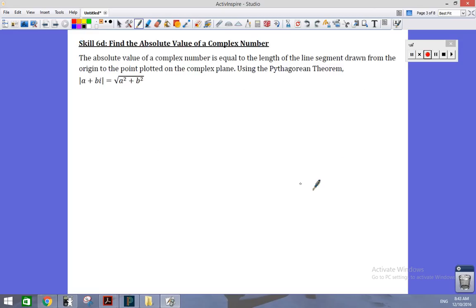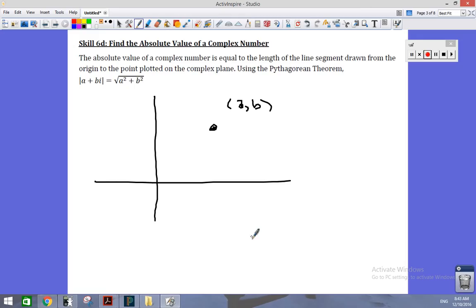So we're going to do the same idea, determine the distance to the origin when we have our complex number. We know that if we have a plus bi, we plot the point as (a, b), and if we're trying to find the distance from this point to the origin, we can use the Pythagorean theorem to help us. We can construct a right triangle: if we go to the right, we're going to the right a units. If we go up, we're going up b units.